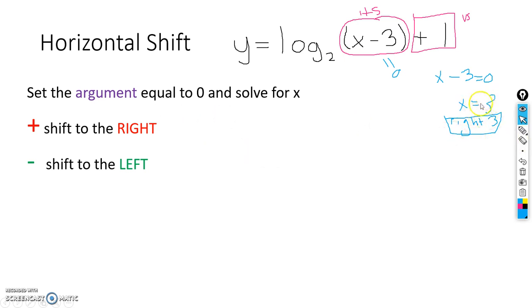And so it's the same as your exponential functions again. If you have a positive when you solve for x, then it's going to shift to the right. If you have a negative, it's going to shift to the left. And that's for whatever x is. So x is a positive 3 here, that means it shifts to the right 3.